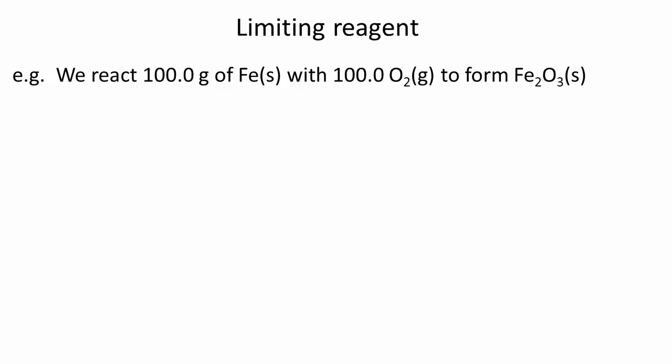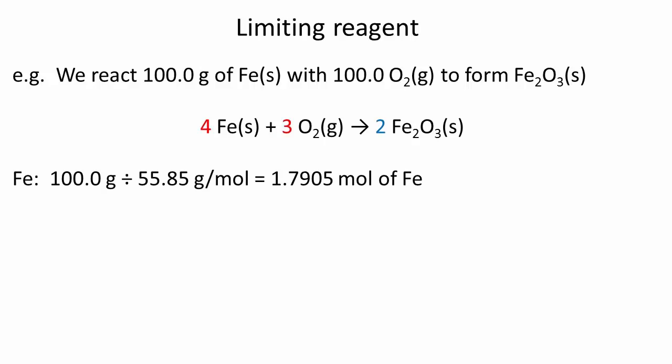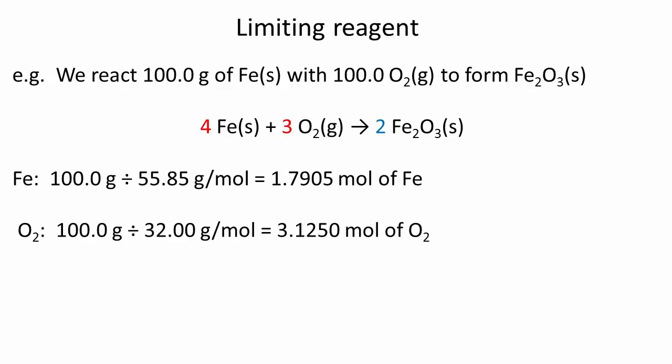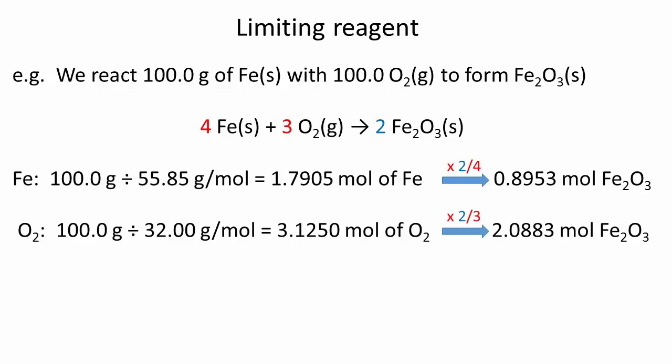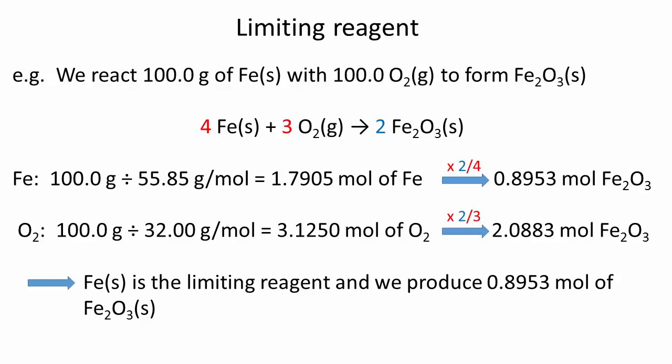For each reactant, figure out the number of moles you have and determine how many moles of product you could produce if this reactant was the limiting reagent. Repeat for all reactants. Now, the reactant that produces the smallest amount of product is the limiting reagent. All others are in excess.